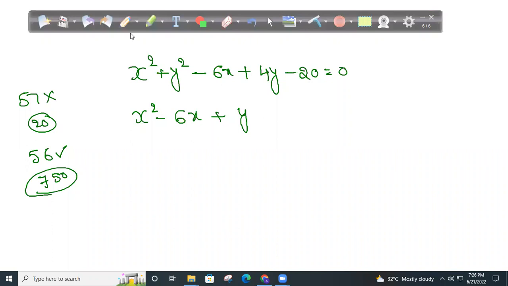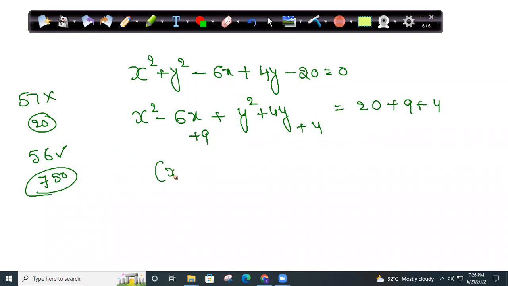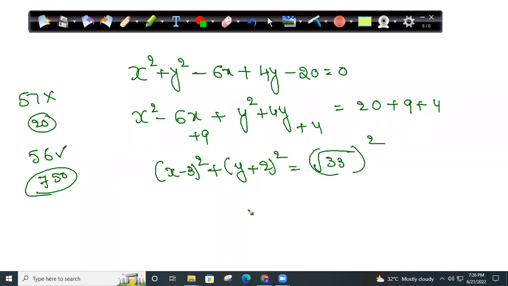Okay. So x square minus 6x plus y square plus 4y equal to 20. This is the first step. Next step is add 9 and add 4. So this is x minus 3 whole square plus y plus 2 whole square is equal to 33, which is root 33 whole square. So center is 3 comma minus 2, radius is root 33.